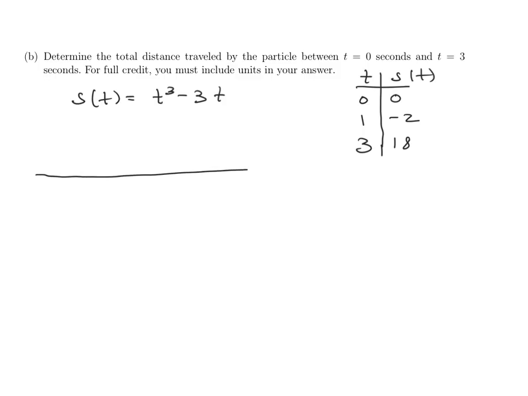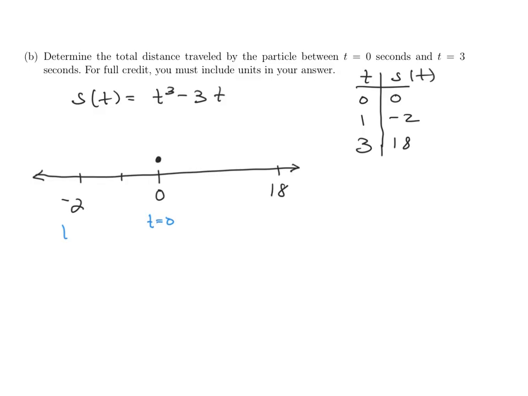It might be helpful to think about this on a number line. So at time equals 0, it's at 0. At time equals 1 second, it's at negative 2. And at time equals 3, well, this is not going to be scaled nicely, but it moves all the way over to 18. So again, when time is 0, it's right at the origin.